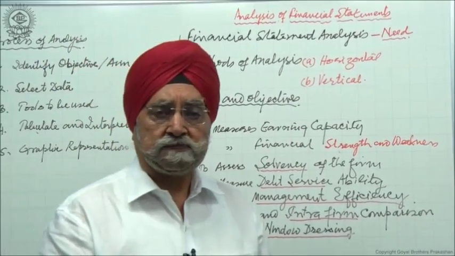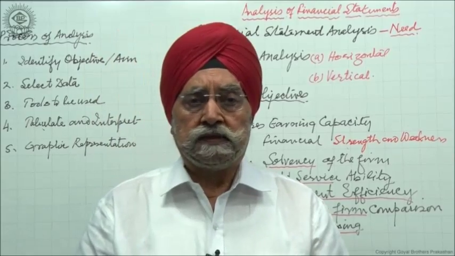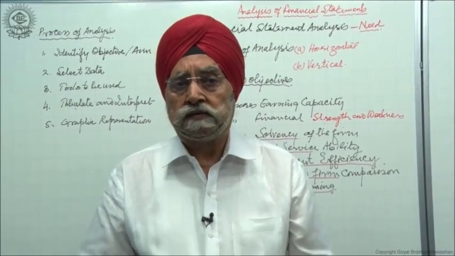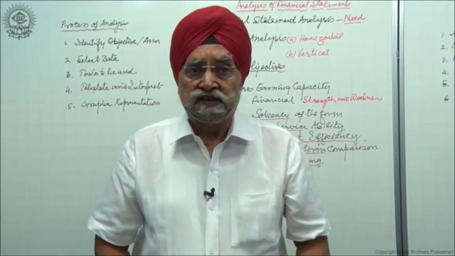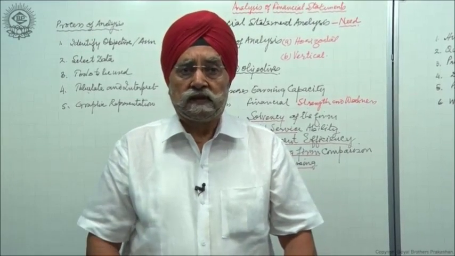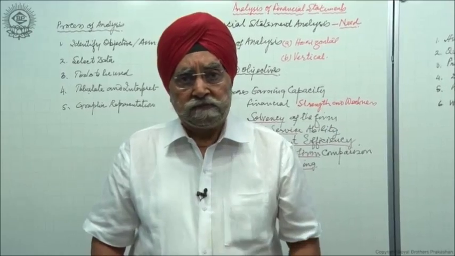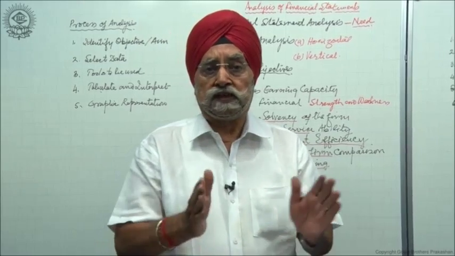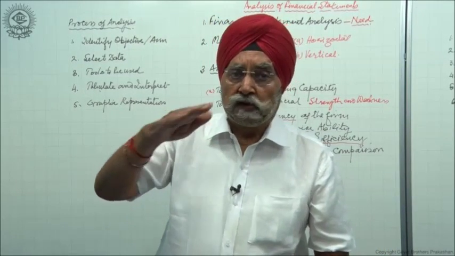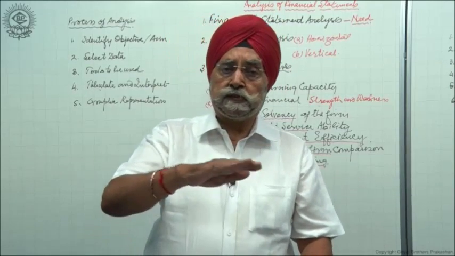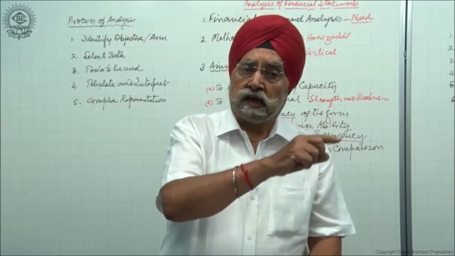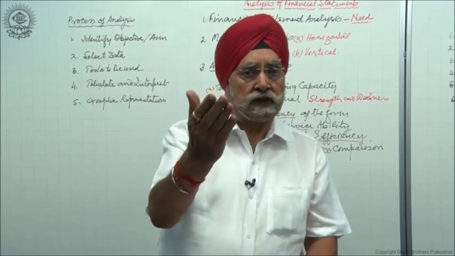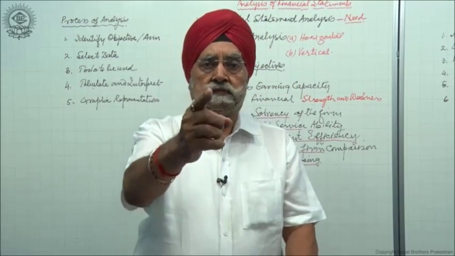What is horizontal method? In horizontal method, it is a comparison of various figures for more than 1 year, 2 years, 3 years, 4 years, 5 years. For one company, its performance for the last 5 years is compared with each year. Is it improving or is it going down? If it is improving, very well. Sales of the last 5 years are compared. Profit after tax, last 5 years are compared. If it is going up, very good. And if it is going down the hill, reason to worry.